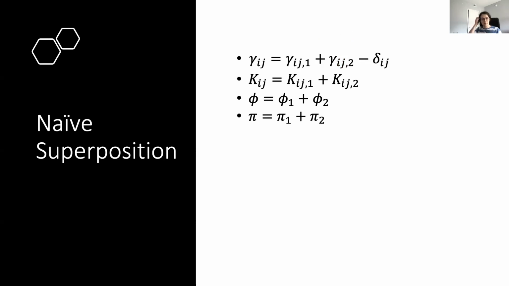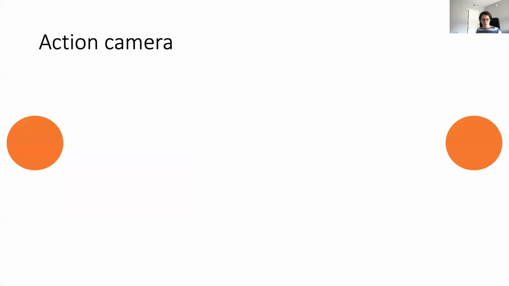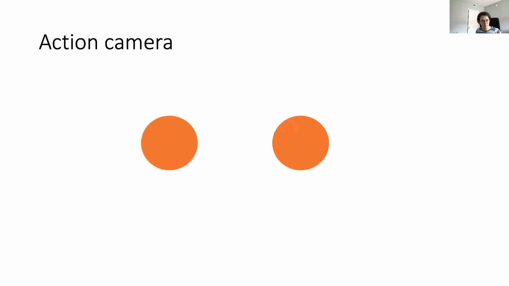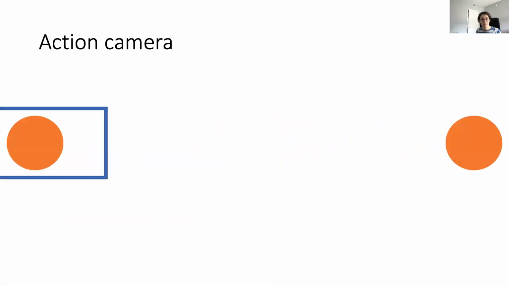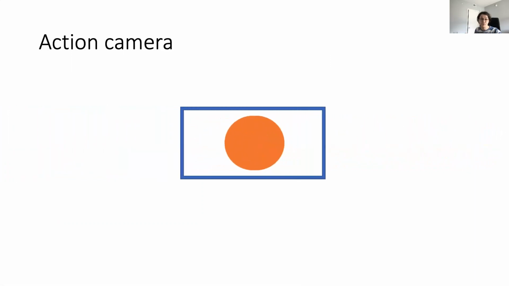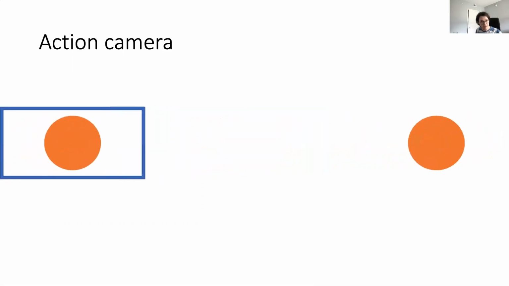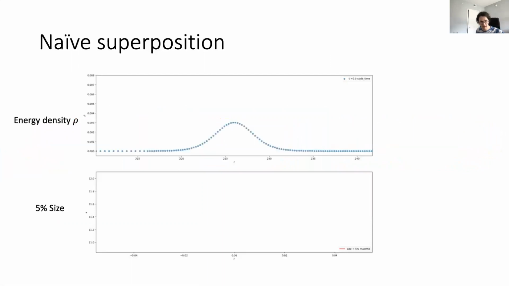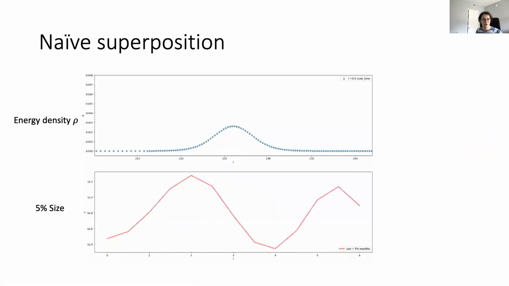Now we're going to see what happens. We're going to set the binary up and see how they collide. However, we're going to put an action camera around it and follow the star as it falls in. This is what we're going to see in the next panel. You can see the upper panel again as before, the energy density, but now with an action camera that follows the star as it falls in. Again, we try to measure the 5% size over time.